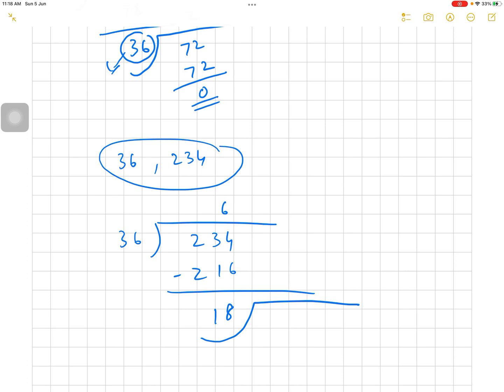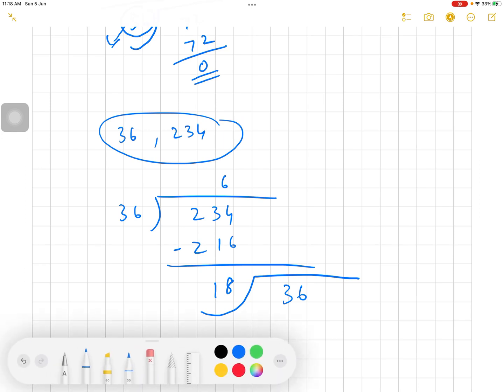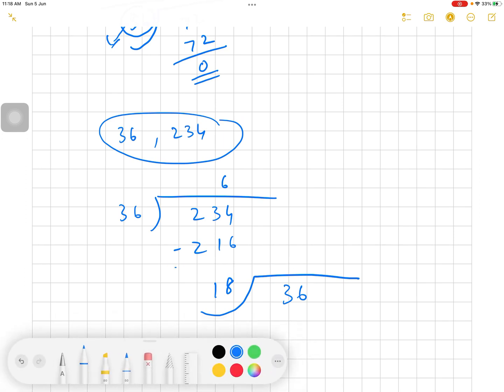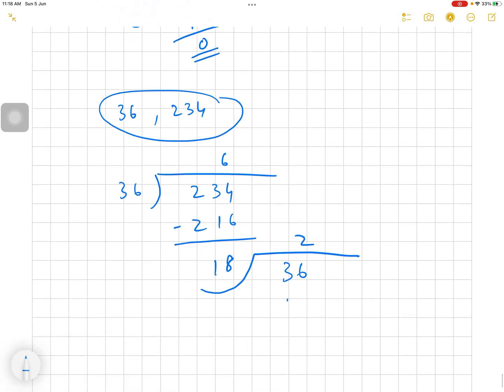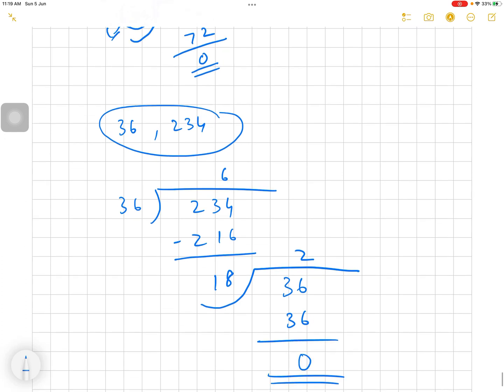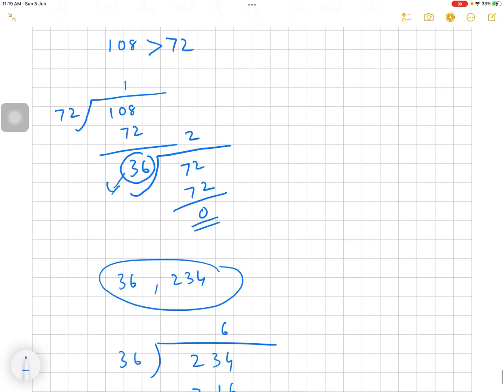Now the previous divisor will become my dividend, which is 36. So 18 twos are 36. Now this has become 0. Now the HCF between 234 and 36 is 18. So the HCF between all the three numbers is also 18.